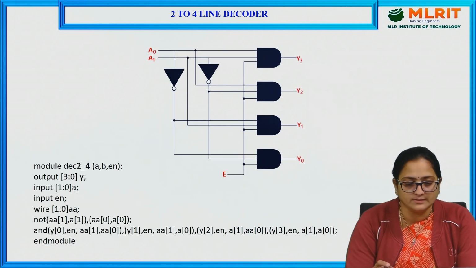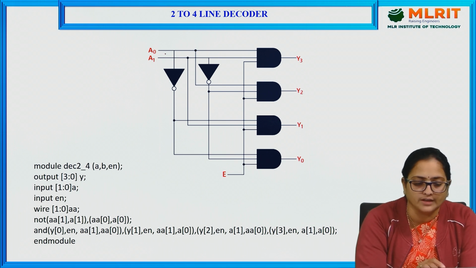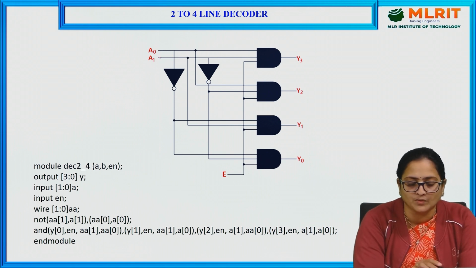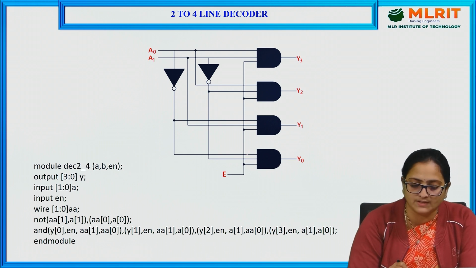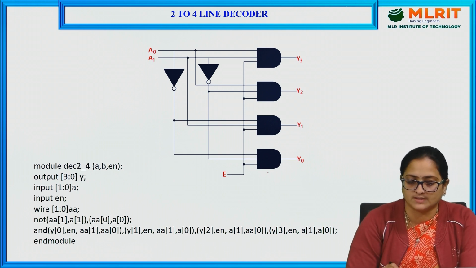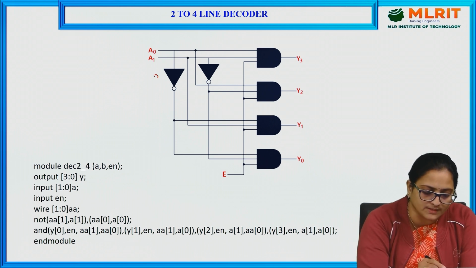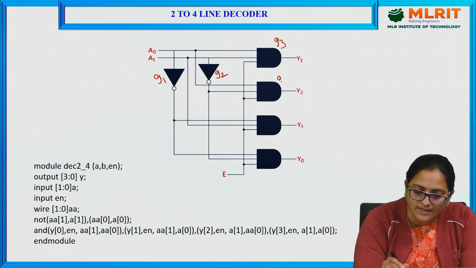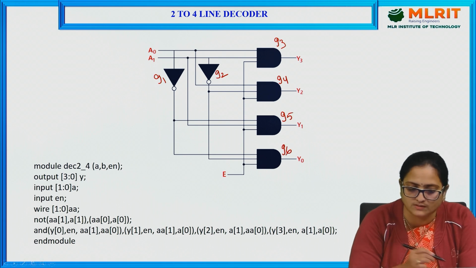Next, this is a 2 to 4 decoder circuit. See here, A0, A1 are the 2 inputs. Here, Y0, Y1, Y2 are the outputs. Enable pin is connected to all the gates. Okay, so here, let us assume this gate number is G1, this gate number G2, and this gate number is G3, and here these are AND gates which are given with G4, G5, G6.